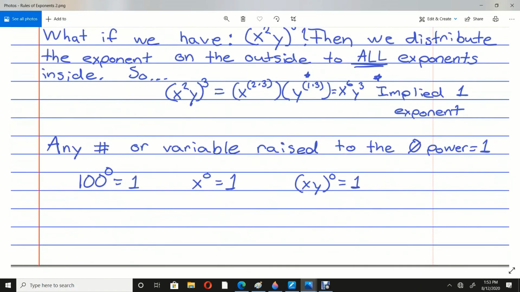Fantastic. Okay, and then we'll deal with this week as well. There's going to be more rules of exponents. I know. Don't worry about it. It's going to be a million of them. All right, this is important though.